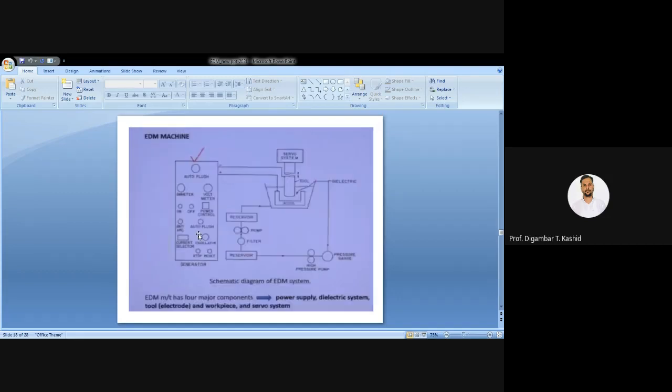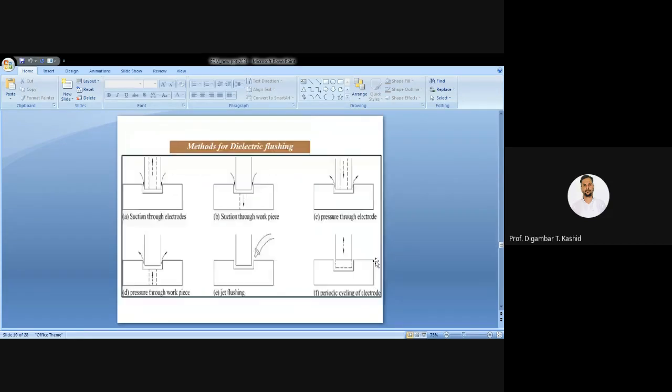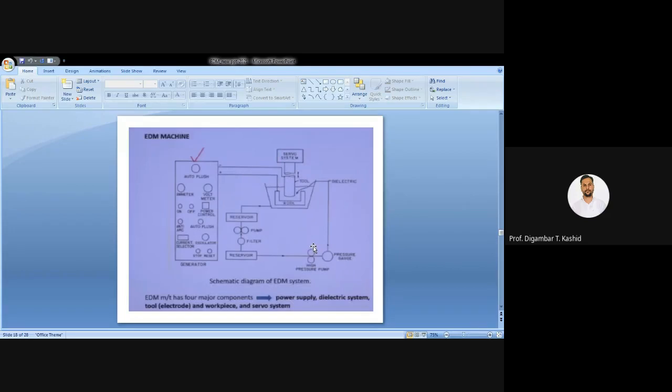Now the most important part: the setup of the EDM machine, or machine tool of EDM. Here I have shown it. I request all of you, please draw this important diagram. Please draw this diagram.